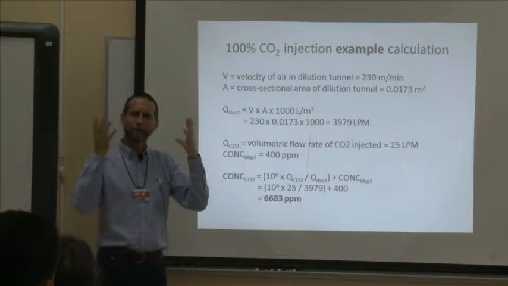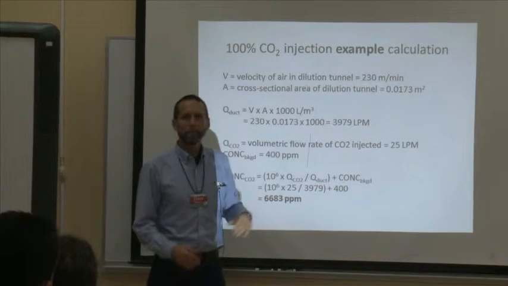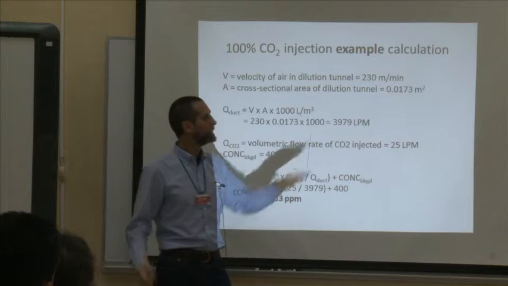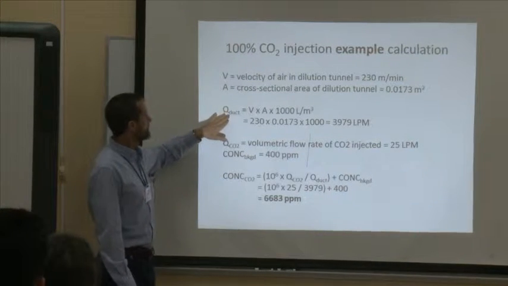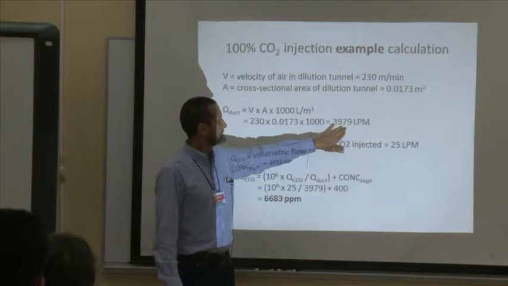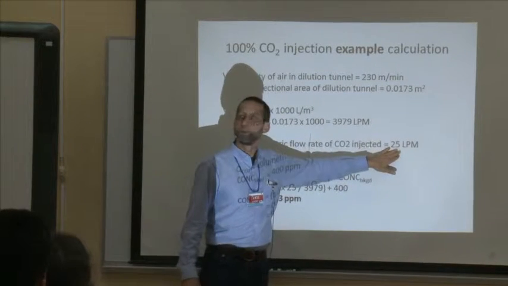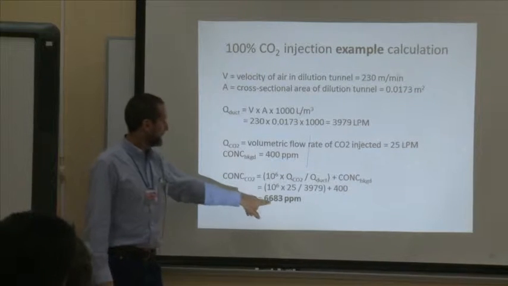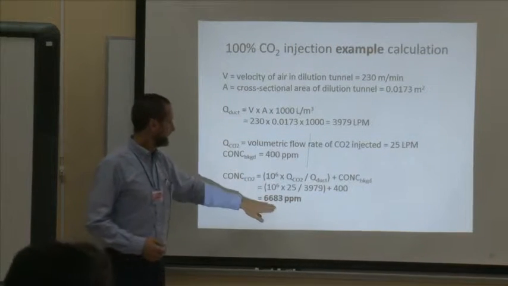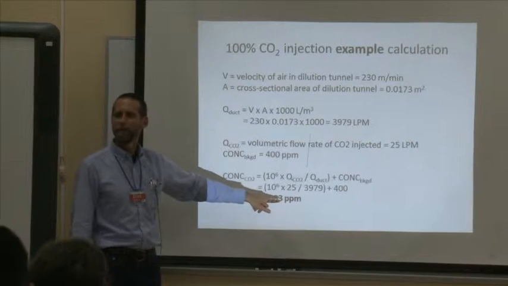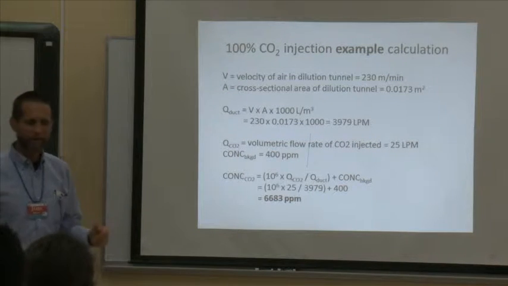If you have a 6-inch duct like we do, then the cross-sectional area of the duct is this. And if you're running at about 750 feet per minute like we are, then your air velocity is 230 meters per minute. And so the flow rate in the duct is this in liters per minute. And let's say that we inject 25 liters per minute of CO2, okay? And we do the calculation, and if we're running at these conditions, we inject 25 liters per minute, then the concentration in the duct should be about 6,700 ppm, okay? Any question on that? So we know what the concentration should be.